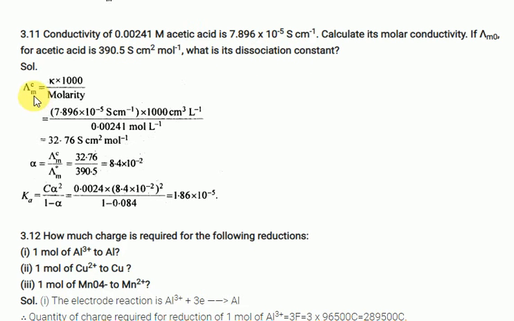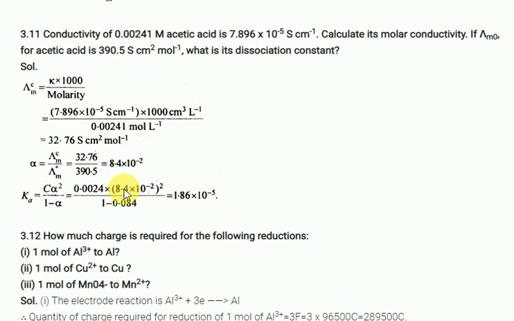First you have to calculate the molar conductivity, kappa into 1000 by molarity. What is the kappa value? The specific conductance value. This is the specific conductivity, this much. The concentration is this one. Substitute the values and get the molar conductivity. Alpha is equal to the molar conductivity at a given concentration divided by the molar conductivity at infinite dilution. The molar conductivity at infinite dilution is given here. Substitute that value and you will get the alpha value. K is equal to C alpha square by 1 minus alpha, where C is nothing but the concentration. How much concentration?